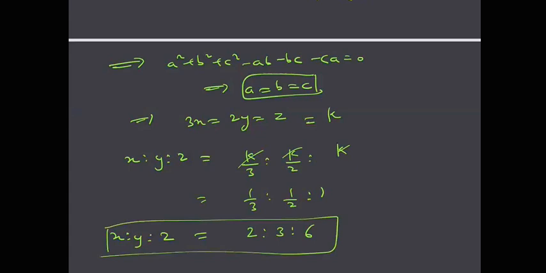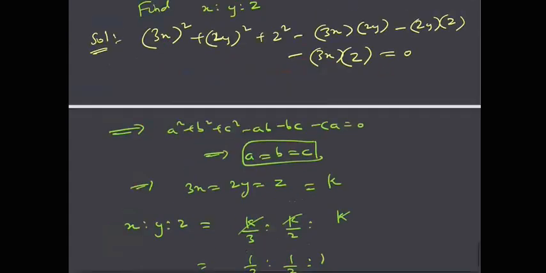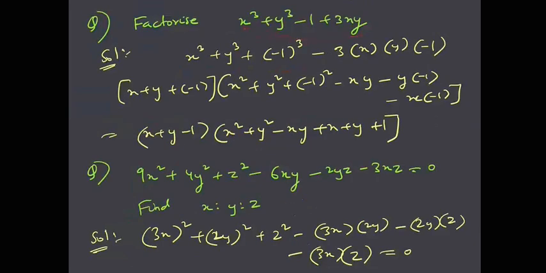Fine. So this is a very important concept: a square plus b square plus c square minus ab minus bc minus ca, and a cube plus b cube plus c cube minus 3abc. These expressions will be written in different forms. You must realize that it is written in this way, and then you should be able to factorize it.